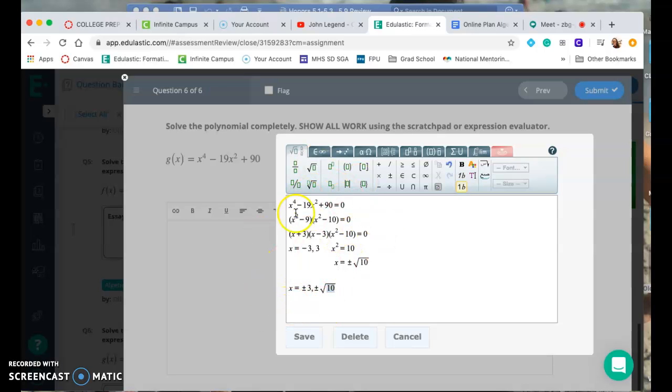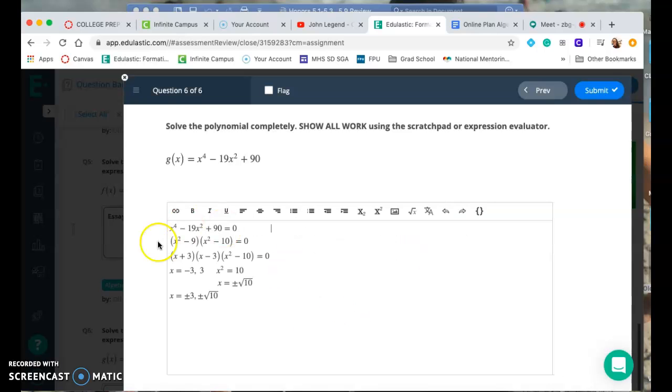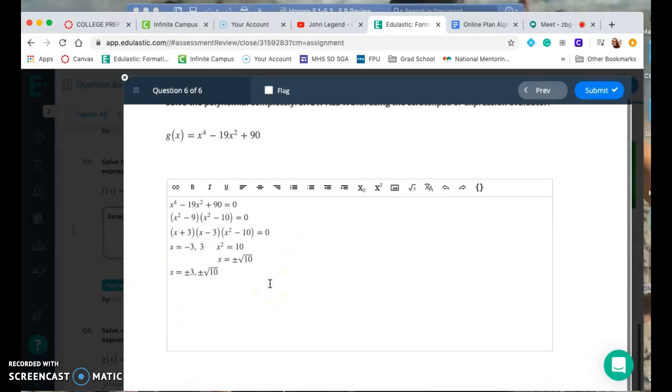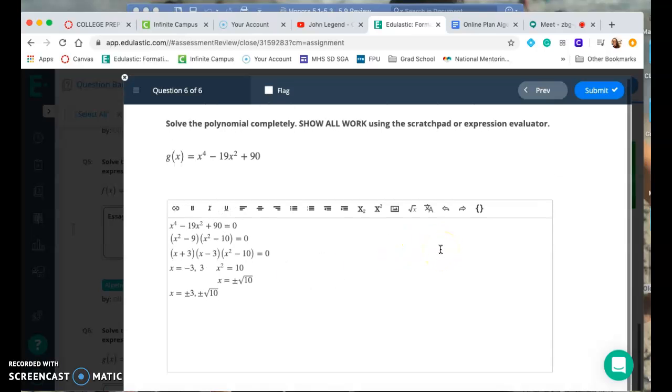So you're going to use this expression evaluator. Remember, if you're using an exponent, you need to use this option. If you're using a radical, this option. Plus or minus is over here, and there's tons of other different symbols. And then all of that work will show up, and then you submit it, and I can check to see if your work is correct. So not only do I want the final answer, but I want you to show your work as well using that expression evaluator. All right?